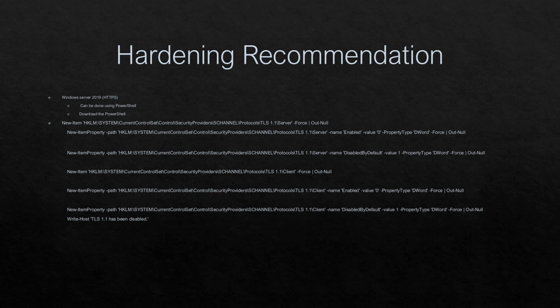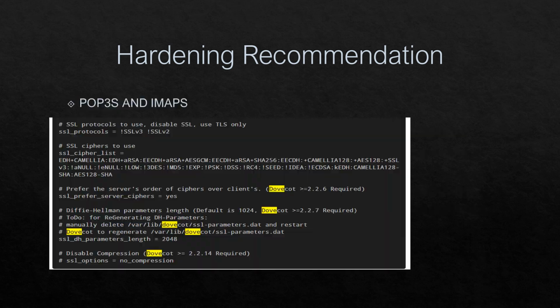encryption that comes with SSL version 1.1 to 1.2 will not be able to come into your server. So now we have to talk about POP3S and IMAPS. I use the same thing because they are both configured using Dovecot.